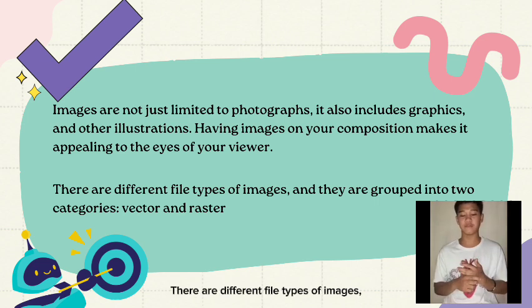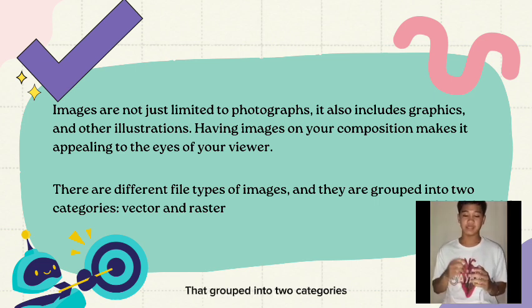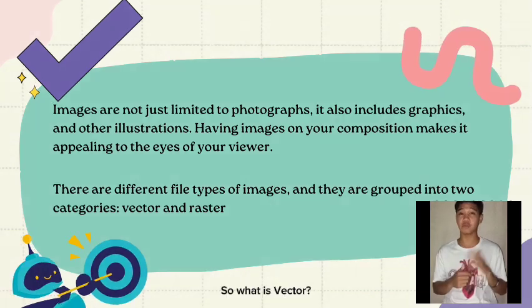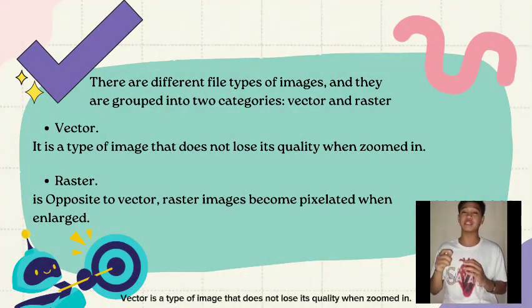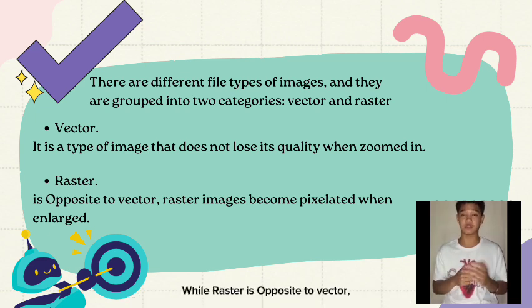There are different file types of images that are grouped into two categories, which are vector and raster. So what is vector? Vector is a type of image that does not lose its quality when you zoom in, while raster is the opposite of vector. Raster images become pixelated when enlarged.